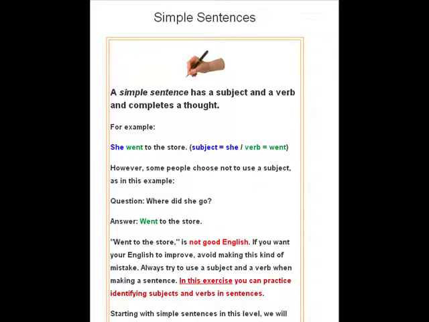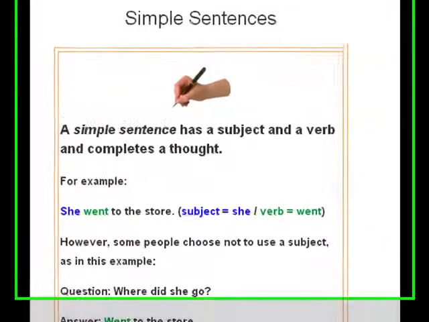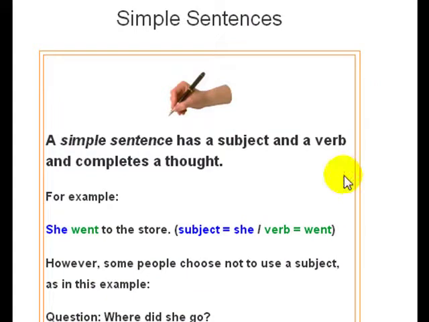A simple sentence. We're going to learn to write now. A simple sentence has a subject and a verb and completes a thought. Okay? For example, she went to the store. The subject is she, and the verb is went.